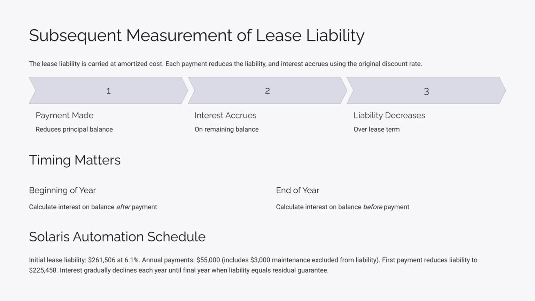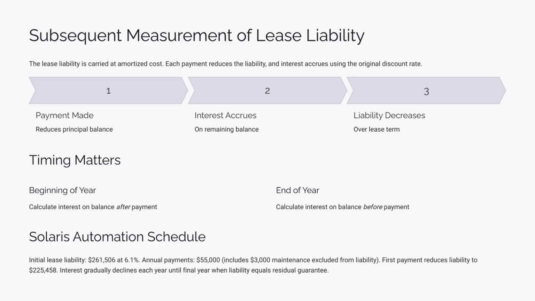Meanwhile, the lease liability is carried at amortized cost. Each payment reduces the liability, and interest is accrued using the original discount rate. If payments are made at the beginning of the year, calculate interest on the balance after the payment. If payments are made at the end of the year, calculate it on the balance before payment. Debit interest expense. Credit lease liability.